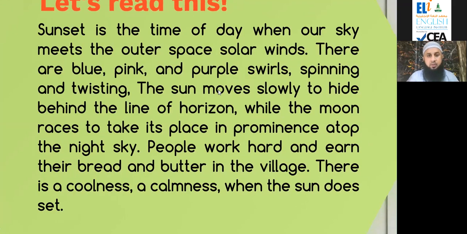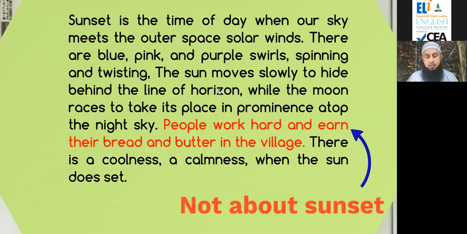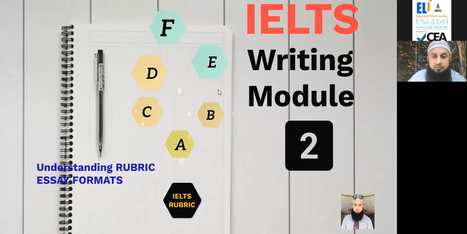We go to the page. Yes, excellent. People work hard and earn their bread and butter in the village. This is something not about the sunset. Something irrelevant. Excellent. So now coherence is missing. Not cohesion, but coherence. Let's move toward another text.